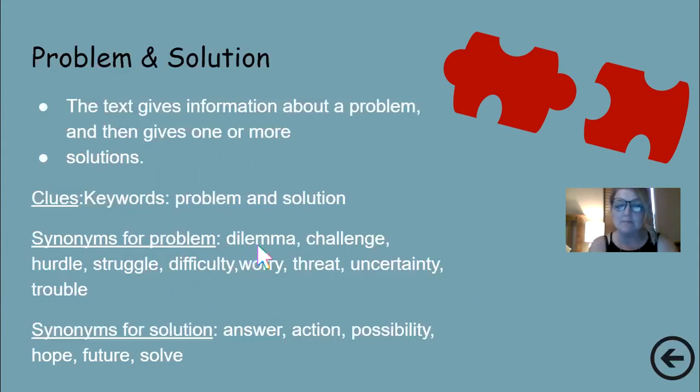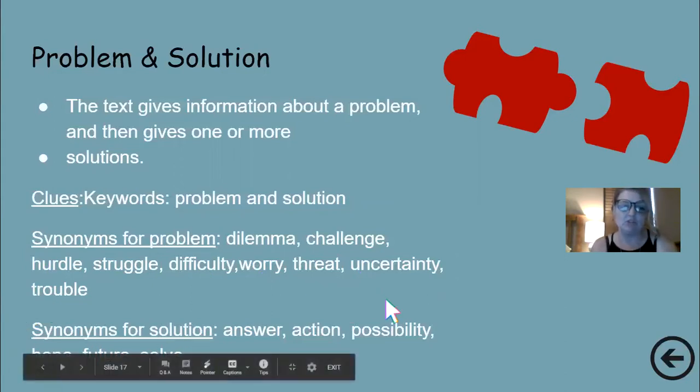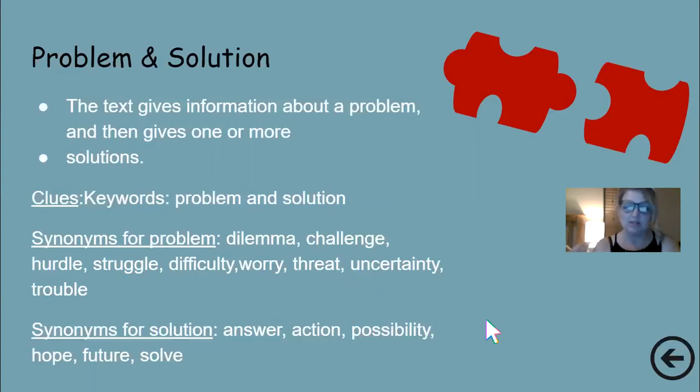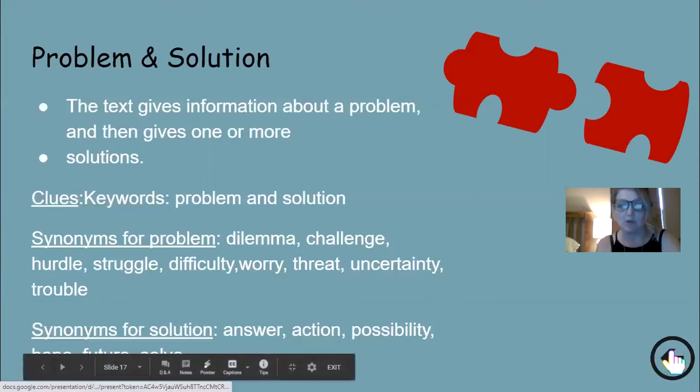So words like dilemma, challenge, hurdle, struggle, difficulty, worry, threat, uncertainty, and trouble. Those are words that are the same as problem. So if you see those words, you might be dealing with a problem solution piece. And the synonyms for solution can be the word answer, action, possibility, hope, future, and solve. So if you see any of those, probably talking about solutions to a problem, right? Okay, so that's our problem and solution.